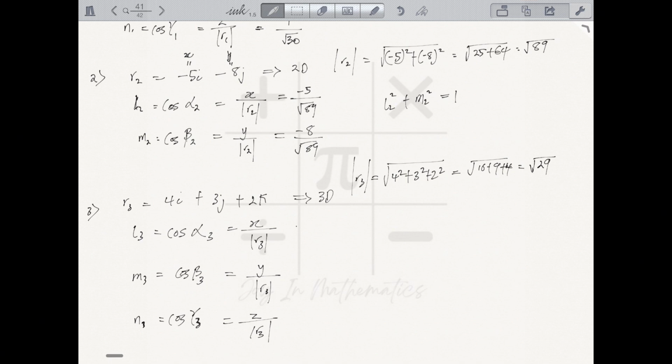Now L3, which is the direction cosine on the x-axis, will be equal to 4 divided by root 29. 4 is equal to x, 3 is equal to y, and 2 is equal to z. Similarly, the direction cosine on the y-axis, which is cos beta 3, will be y, that's 3 divided by the modulus of R3, root 29. And the direction cosine on the z-axis will be 2 divided by root 29.